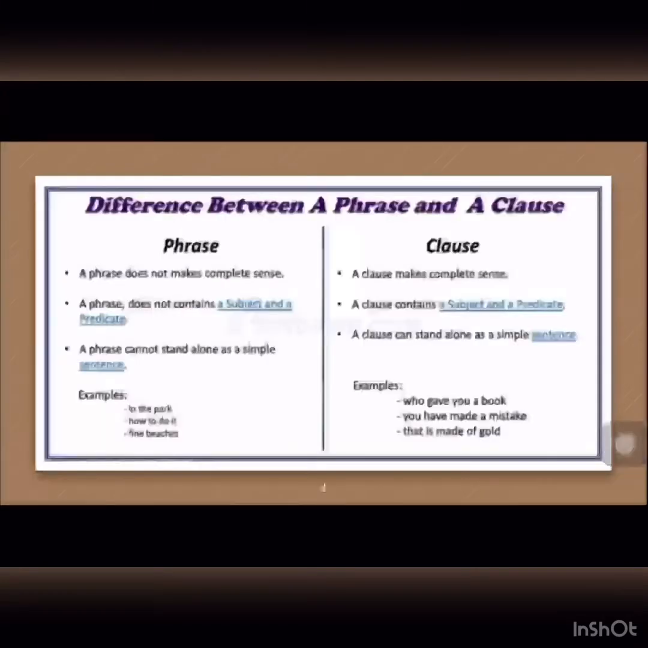Before that, you need to understand the difference between a phrase and a clause. A phrase does not have a subject and a predicate. A phrase by itself does not make complete sense. Okay?